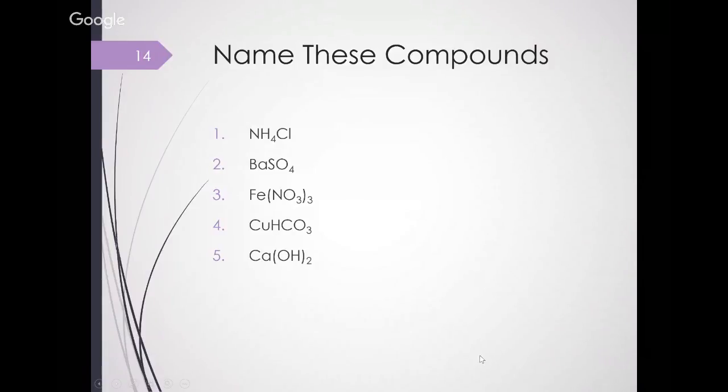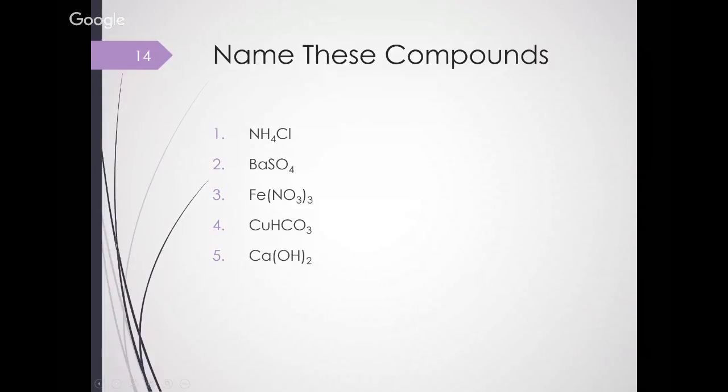Here, if I split this down the middle and I go after the first element that I have, a metal, barium. It is not a transition metal, so I don't say barium 2, I just say barium. And then I look to see, well, what is my SO4 called? Sulfate. So this compound is barium sulfate.